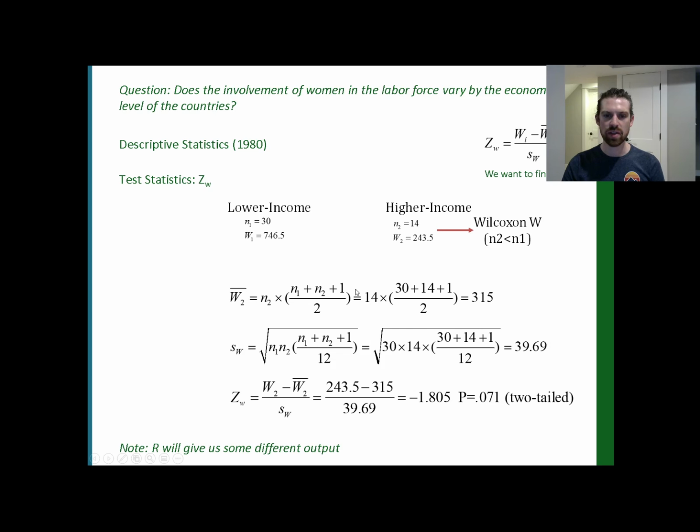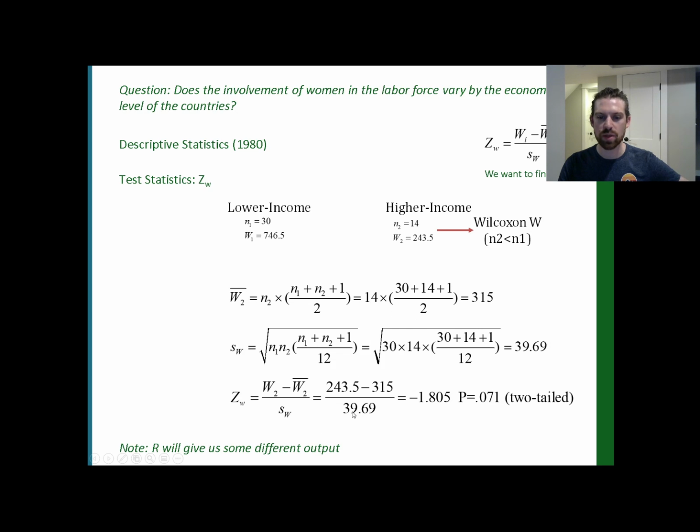We then have the N1 and the N2 sample size, so 30 plus 14 plus 1, divided by 2, and then we multiply those together and get 315. Then we put those pieces of information into this other equation down here to get the SW value, which is 39.67. And then we get the ZW statistic by subtracting that 315, the mean of that second sample, from this 243.5, which is the W value which we got for this sample.